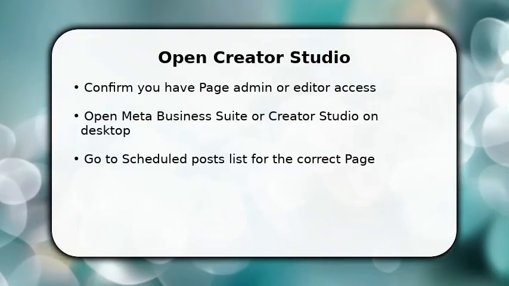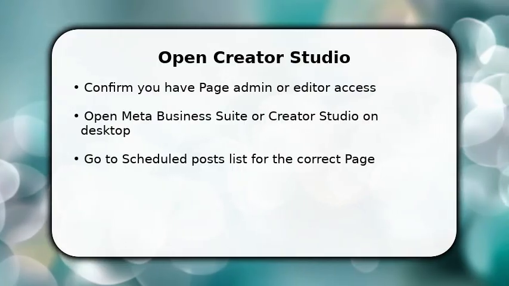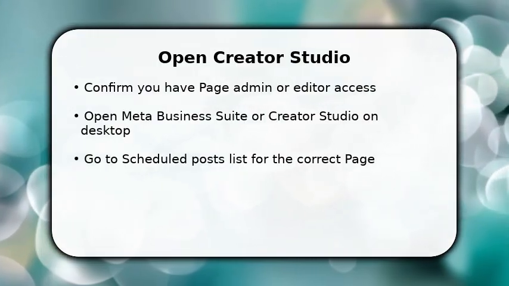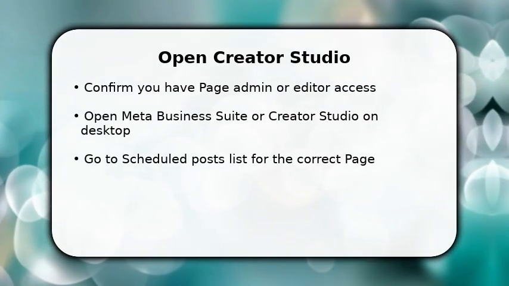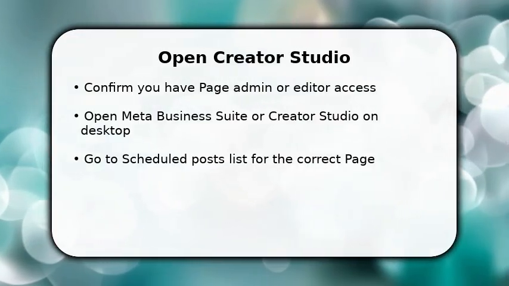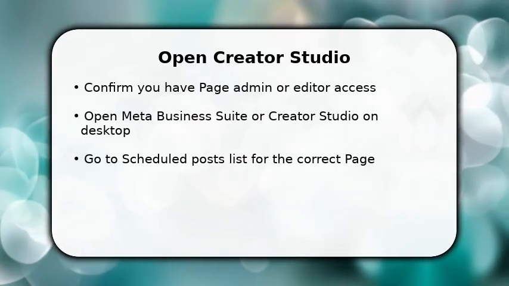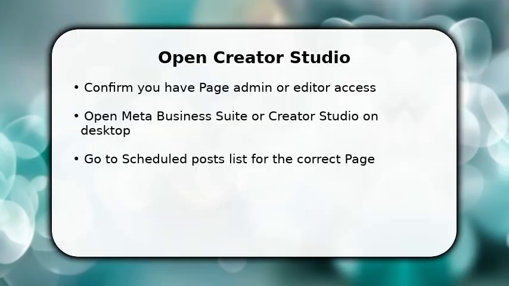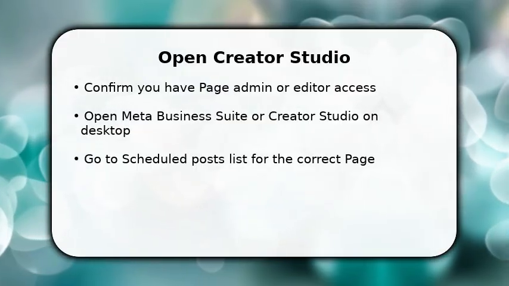You start by opening Creator Studio or Meta Business Suite for the page you manage. This gives you the scheduled post view. Once there, switch to the Content or Planner tab to see only scheduled items. Make sure you're on the right page and have admin/editor rights because only those roles can edit schedules.